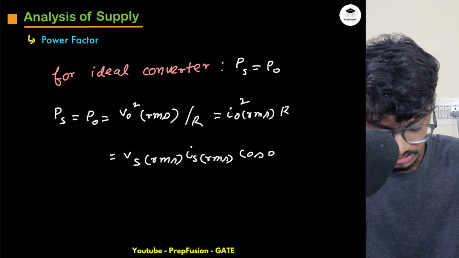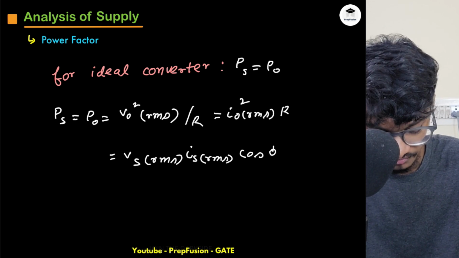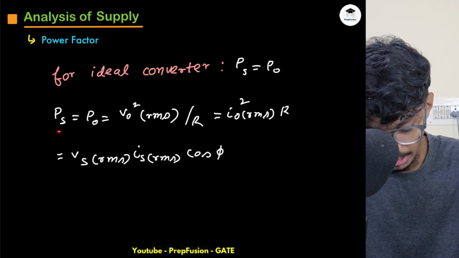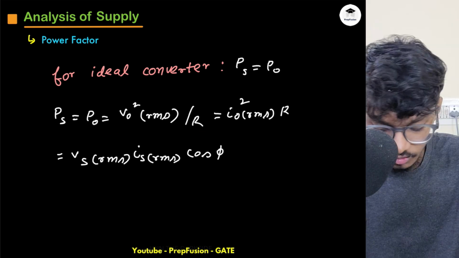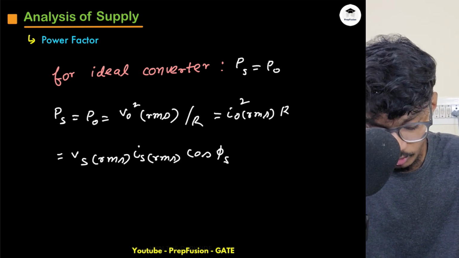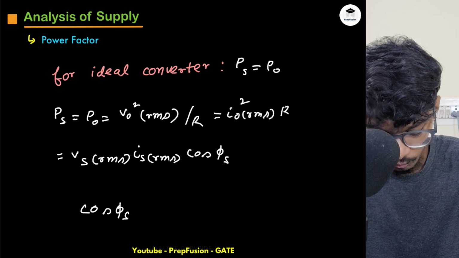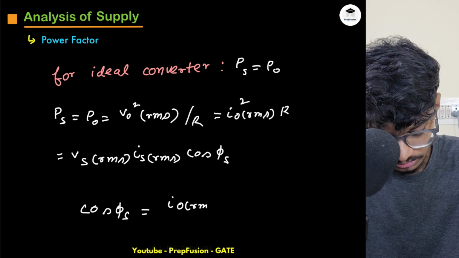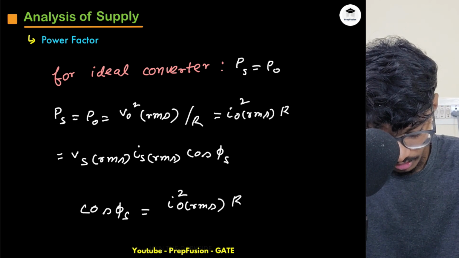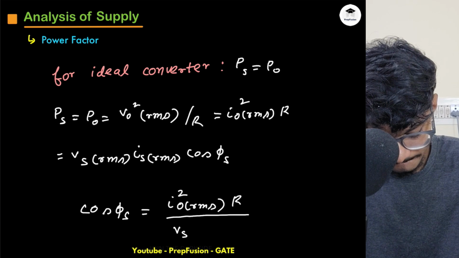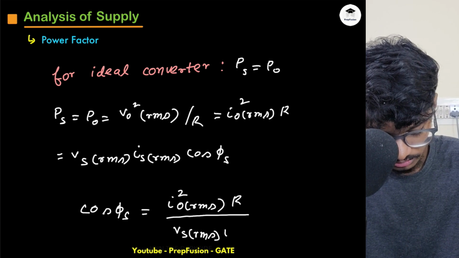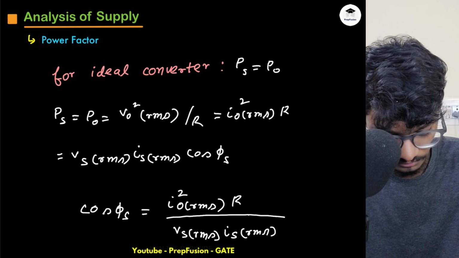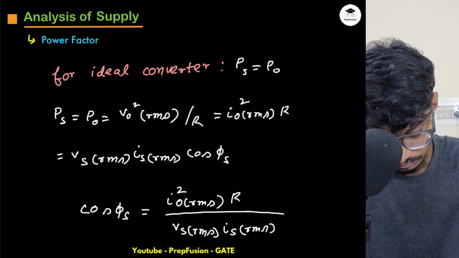Why? Because PO is equal to PS. So I can write it like this: PS is equal to this and PO is equal to this. Okay. So what will be my cos phi? Cos phi will be PS upon SS, or I can write it as IORMS whole square into R divided by VSRMS into ISRMS.